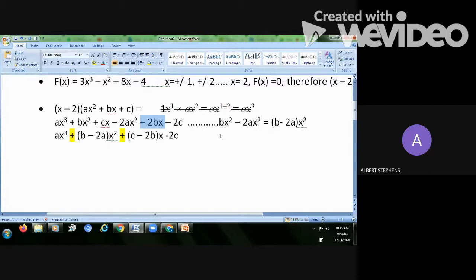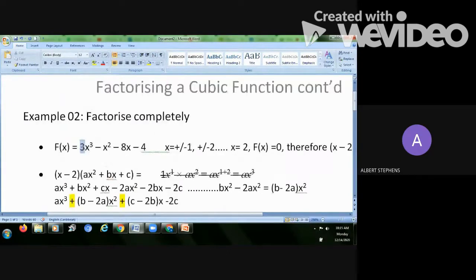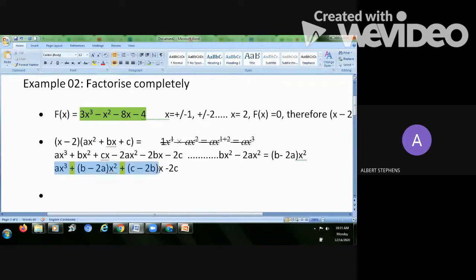All right, so we're going to move on now. What we're going to do now, we're going to equate, listen carefully. We're going to equate the original question with this down here, so we'll just work it out. Meaning we're going to put them together.